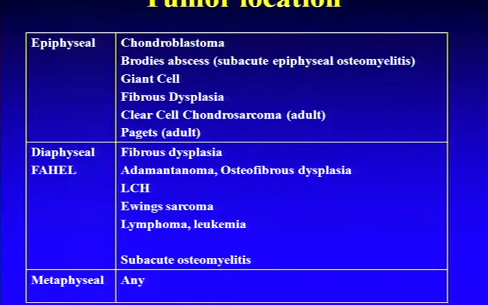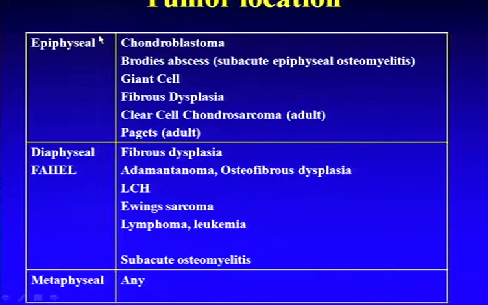The location of the process can be very helpful, as shown in this slide. The mnemonic that we teach our residents is this FAHEL mnemonic, and this just helps us remember those tumor-like processes that have a predilection for the diaphysis, and those being fibrous dysplasia, adamantinoma and its pediatric variants, LCH, Ewing sarcoma, lymphoma, leukemia. But down here in the bottom, subacute osteomyelitis can also be a diaphyseal process.